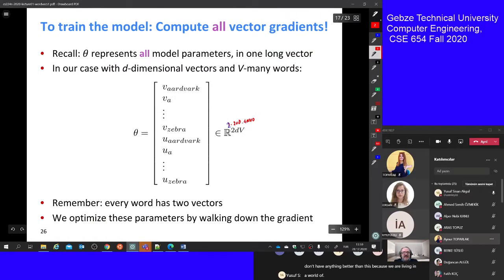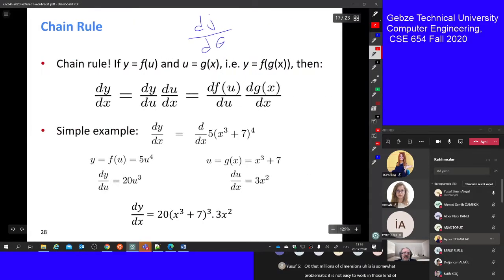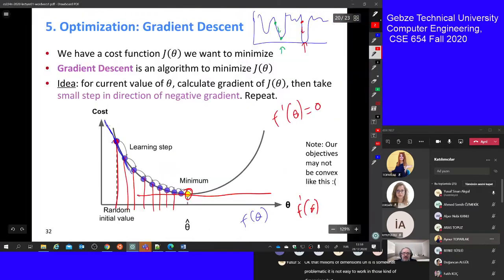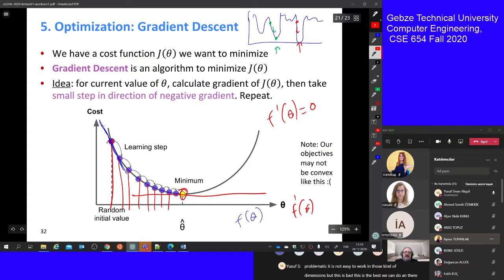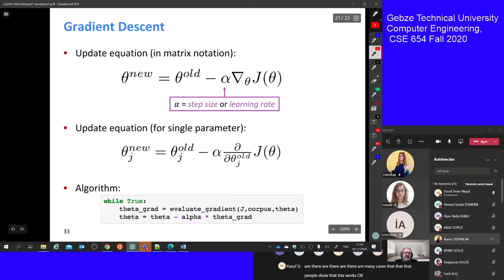But we don't have anything better than this, because we are living in a world of... what was our size again? 2 times 200 times 40,000. Okay, millions of parameters, millions of dimensions. That millions of dimensions is somewhat problematic. It is not easy to work in those kinds of dimensions, but this is the best we can do, and there are many cases that people show that this works.